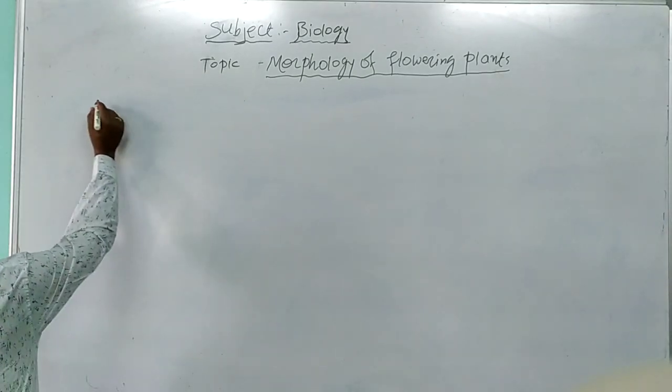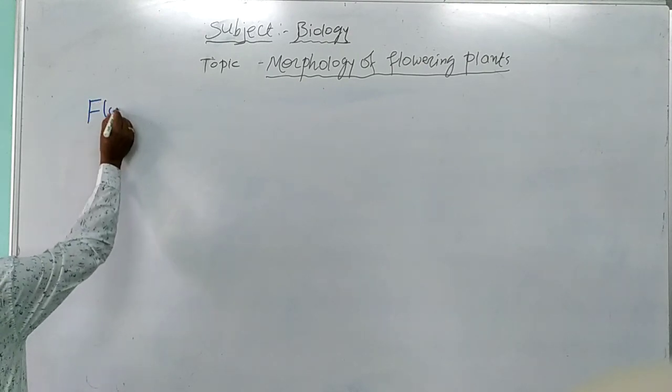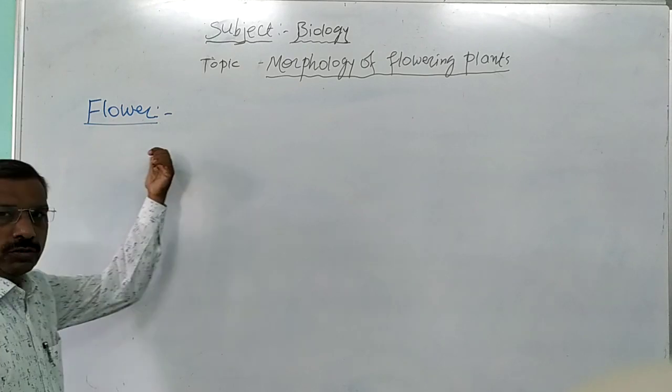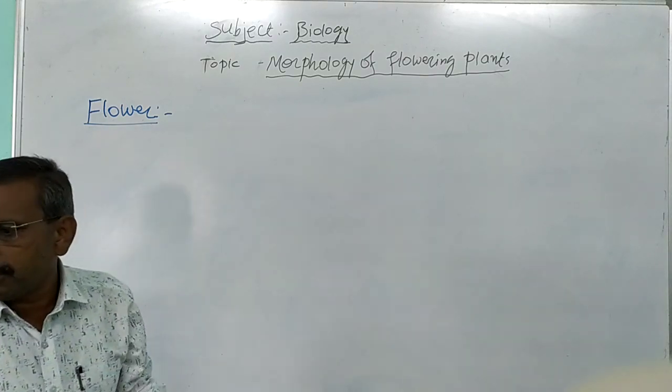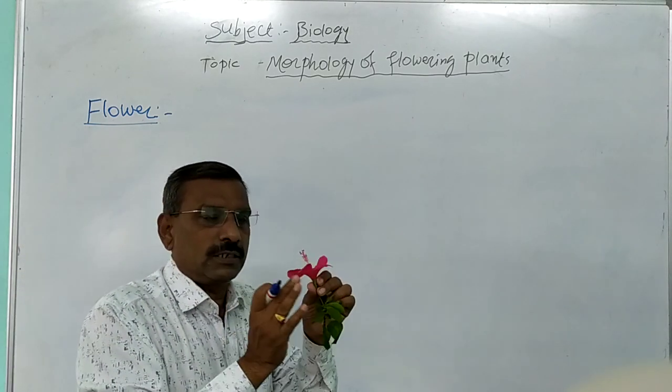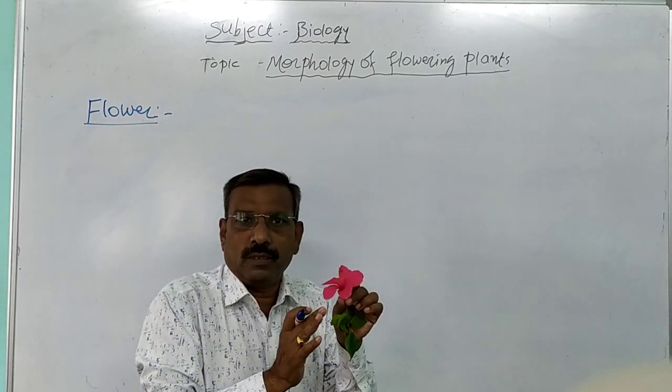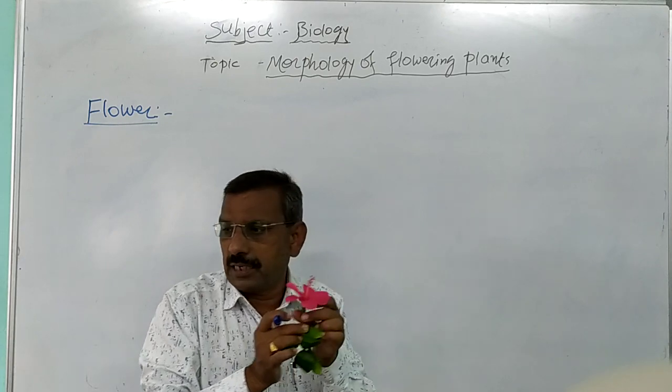First, what is meant by flower? A definition of a flower. Under 10th we have studied it. In Marathi we call it phool. Now we are going to study it in English, that is, a flower. This one is a flower of a China rose plant.